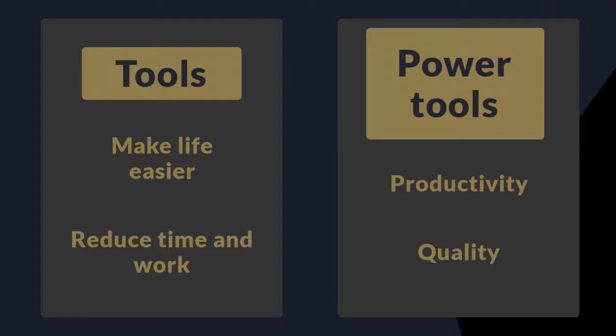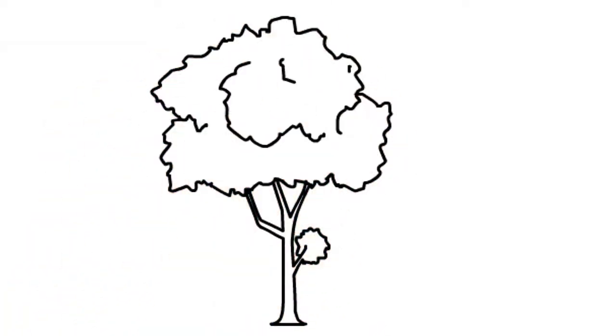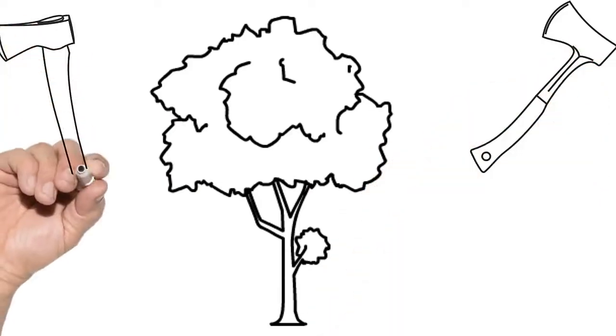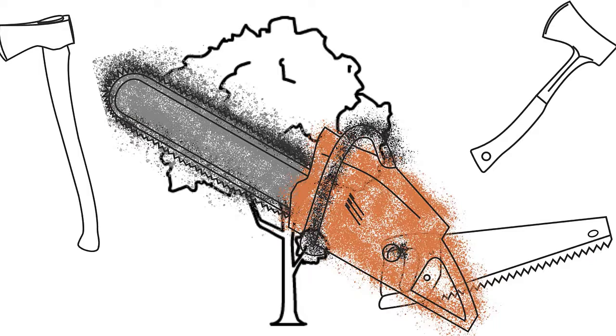Often, there are many tools that can do the same job. For example, imagine if you had to cut down a large tree. You could use a hatchet, an axe, or a saw. Or you could go for the power tool, the chainsaw. Obviously, the chainsaw is considerably faster and much less work than the hatchet.